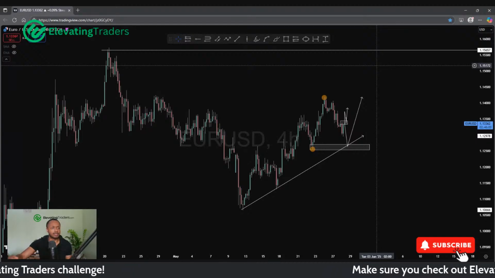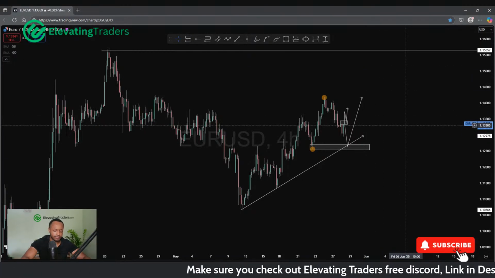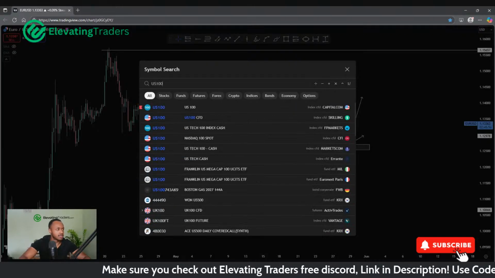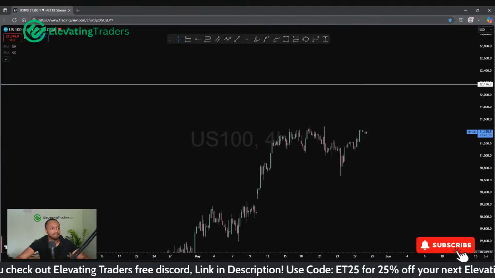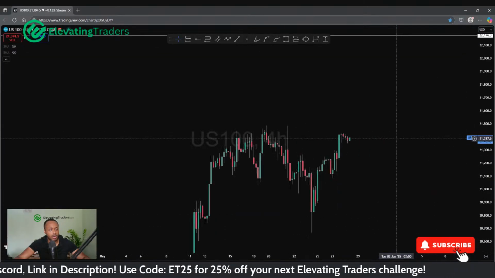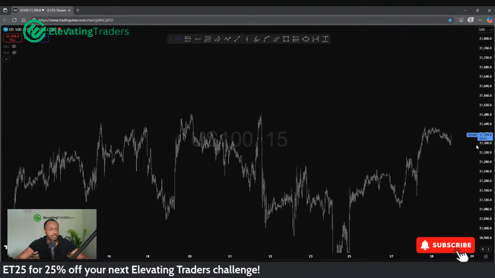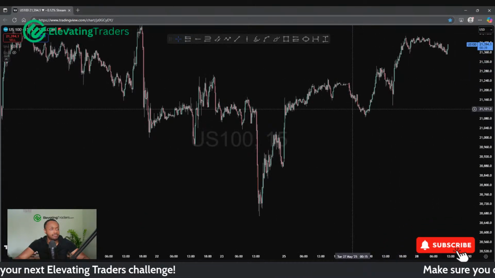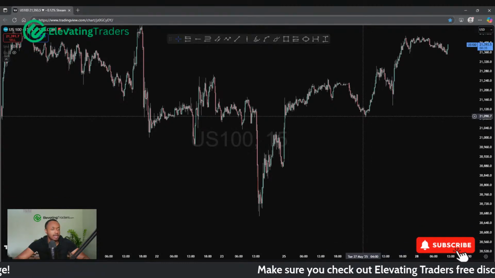Those markets have been pretty bullish since we last spoke. I haven't looked at US 30, but I assume it's done something similar to the NAS. So yeah, NAS 100 looking fairly bullish. We're talking about that inverse head and shoulder pattern on the 50-minute charts. When was that? Was that yesterday or Monday? Yeah, yesterday.